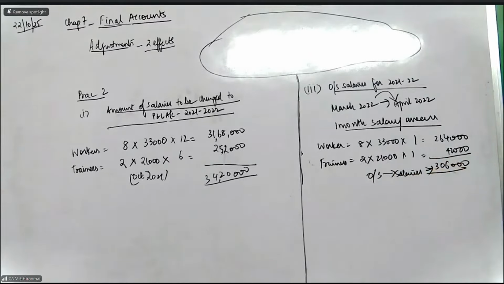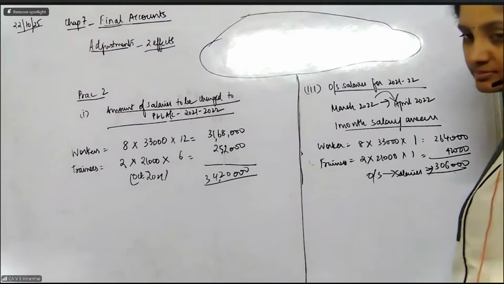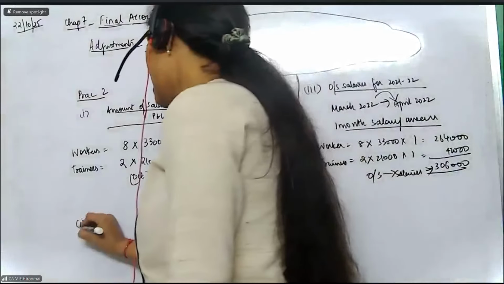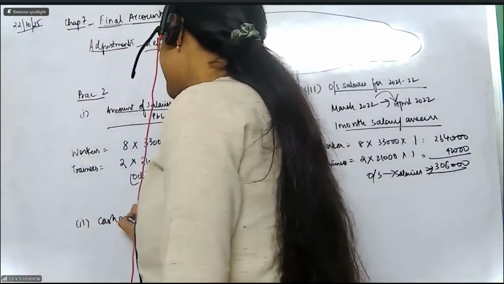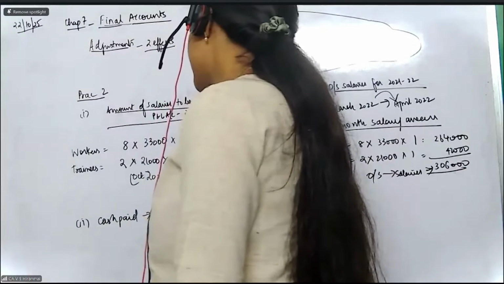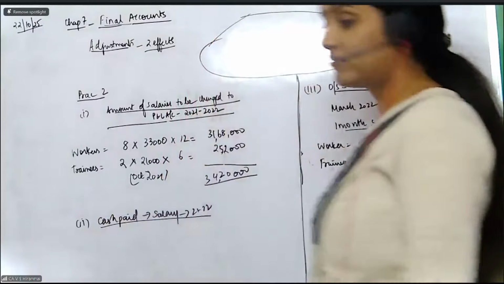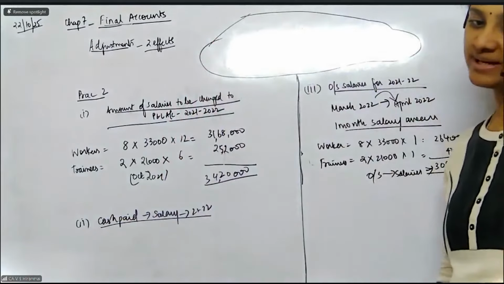That is for 1 month. Is this clear? Now they are asking you in the second part, how much cash is paid on account of salary for the same year? Now can you tell me the easy way how much it is paid?